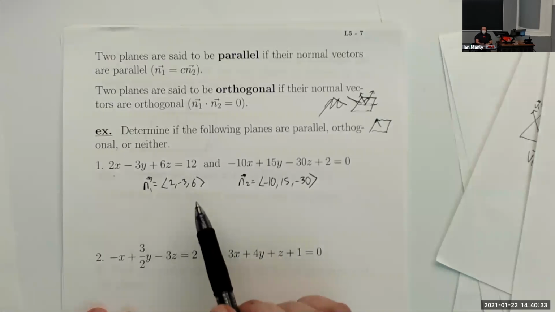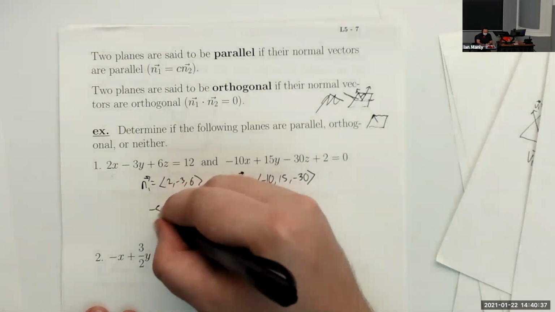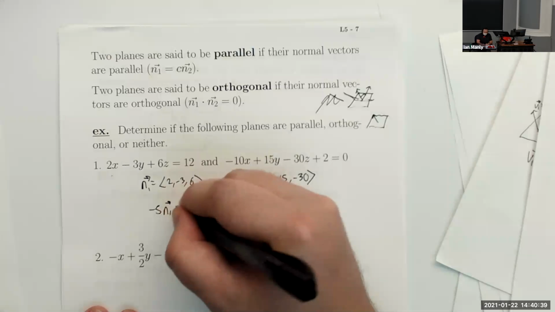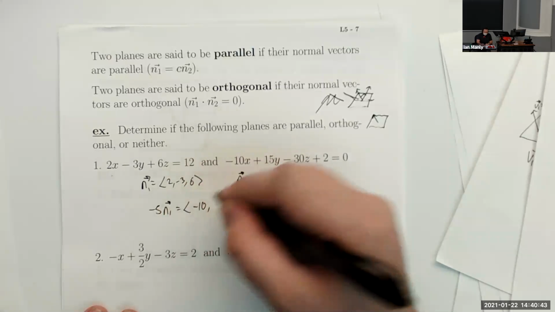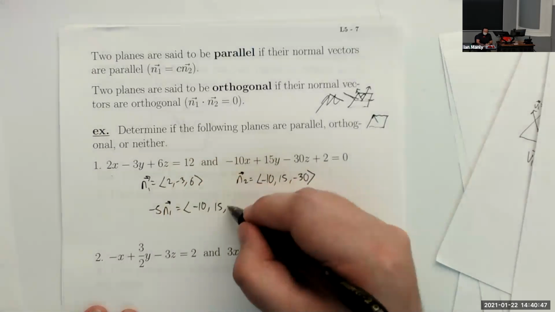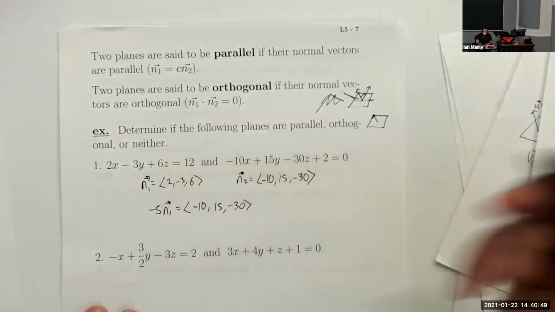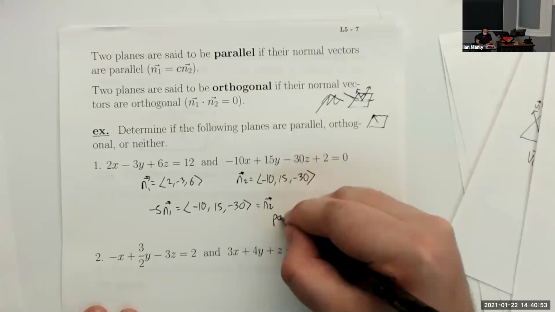Yeah, it seems like the answer is yes here. And moreover, it seems like that number is -5. So if I do -5 and 1, well, -5 times 2 will be -10. -5 times this will be +15. And then we get ourselves -30 right here. And that is N2. So these guys are parallel.